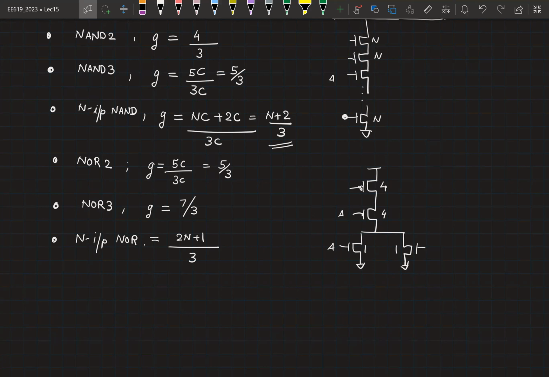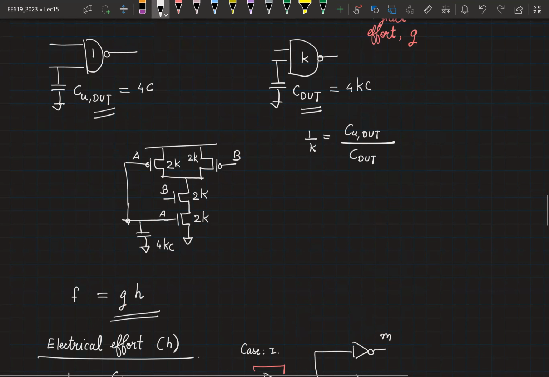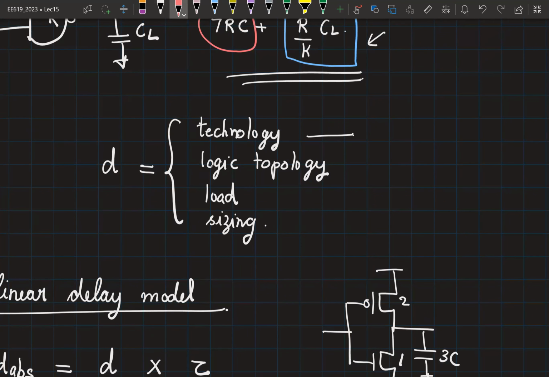This is okay. So our unitless delay is now being expressed as D is equal to P plus GH, where now you know how to calculate the parasitic delay, the logical effort, as well as the electrical effort. I started out by saying that our delay is a function of a lot of these things. So now the technology information is captured in tau. The logic topology will affect your logical effort as well as your parasitic delay. And the load and the sizing information is now captured in the electrical effort. Is that okay?